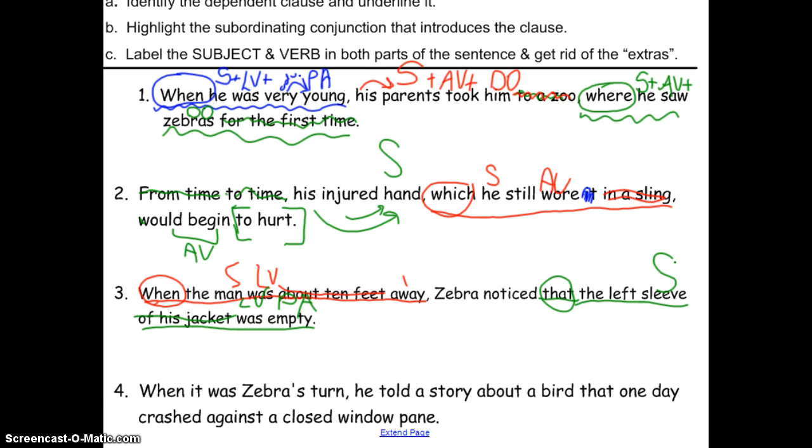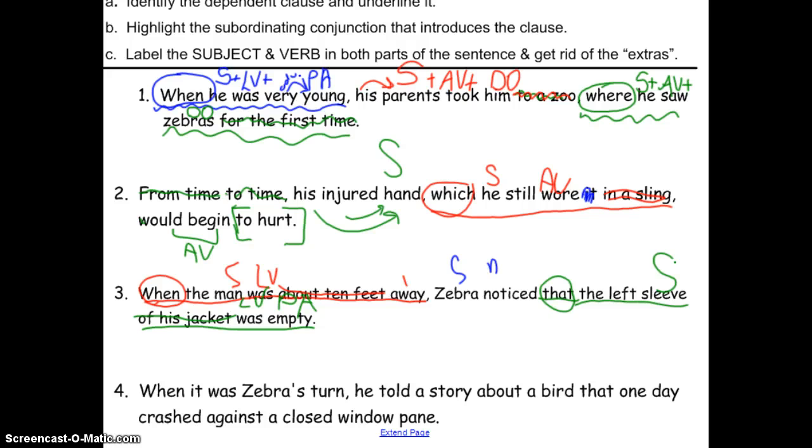All right, Katie. Where's the independent clause? We're still on number 3. So we found 2 dependent clauses. To make this a sentence, we still need an independent clause. What is it? Zebra noticed. That was a hard one, right? What's your subject? Zebra. And your verb? And what kind of verb is it?